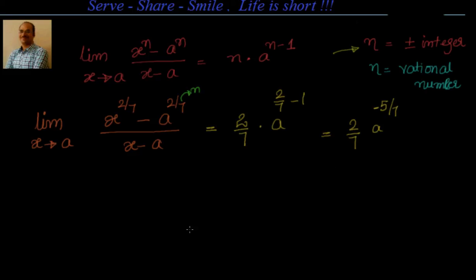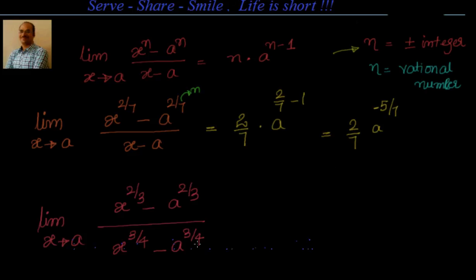Let us do one more problem. Let us look at this example. Limit x tends to a, x to the power of 2 by 3 minus a to the power of 2 by 3 by x to the power of 3 by 4 minus a to the power of 3 by 4. Now you see that you have the numerator but the denominator is missing, and in both of them the denominator is same, x minus a.